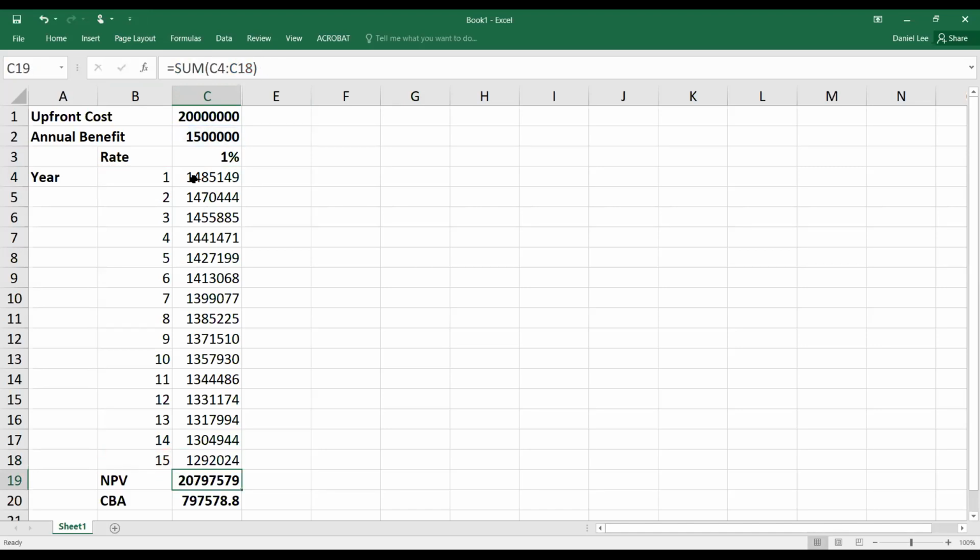When I add up all these accruing benefits, I get 20,800,000. And when I subtract the 20 million upfront cost from all these benefits, I get a cost benefit analysis of about $800,000. Questions so far?